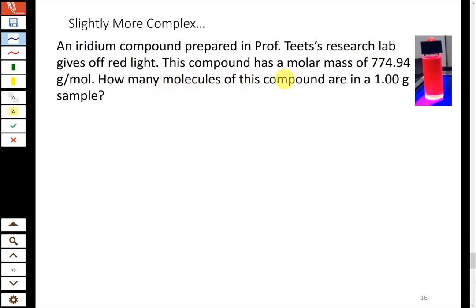How many molecules of this compound are in a 1 gram sample? So this is very similar to some of the problems we did earlier with elements. Now we're just doing it for a compound, where we're going to again use the molar mass as the relationship between mass and moles for any compound. So what we're looking for is how many molecules there are.